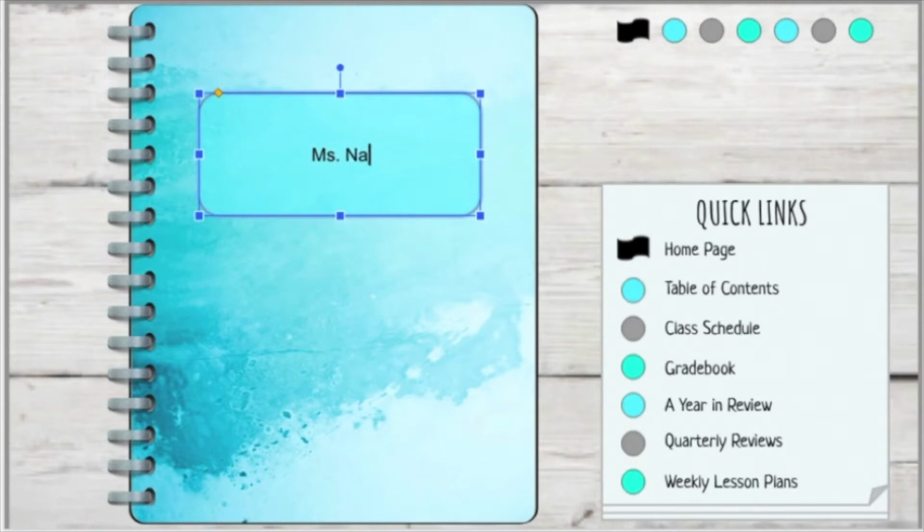So I'm just going to put Miss Nallen, I'm going to put 5th grade, and I'm going to put the school year 2021 to 2022. So now it's my binder, it's my planner, and I have some customizable features that I can use to work with it.